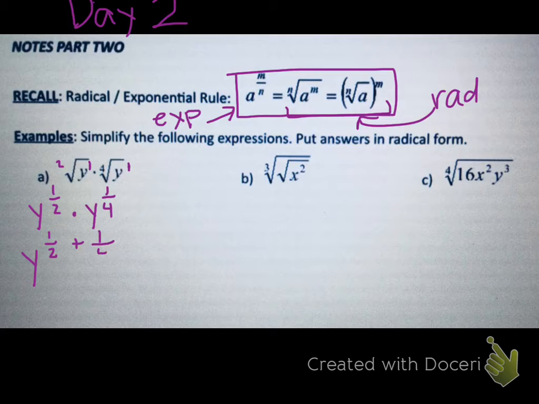But in order to add these, I need common denominators. So we are going to multiply the right fraction, top and bottom, by 2. And we're going to multiply the left fraction, top and bottom, by 4.